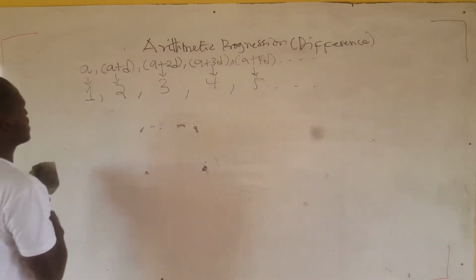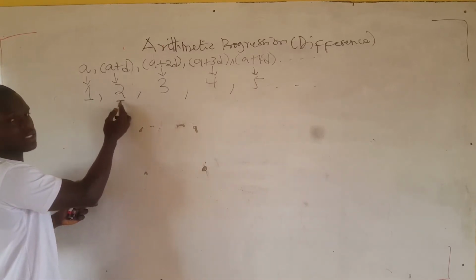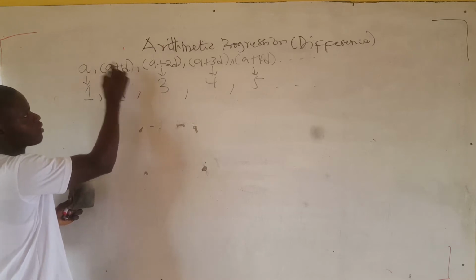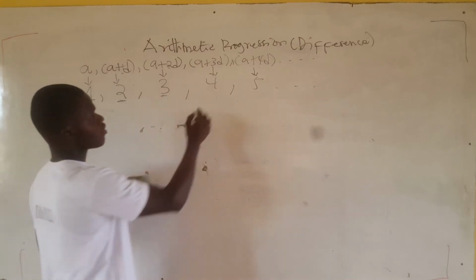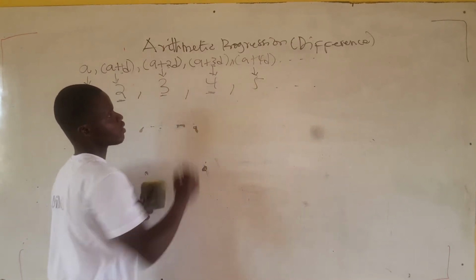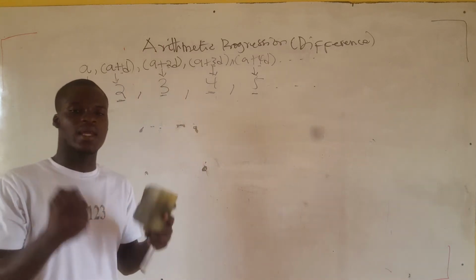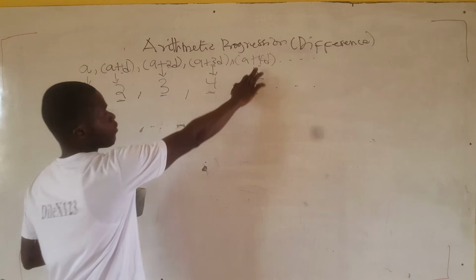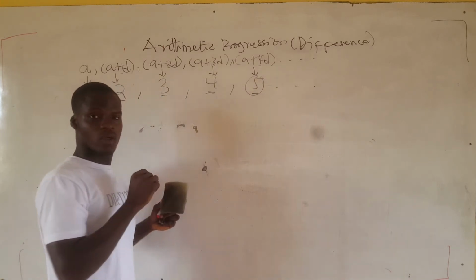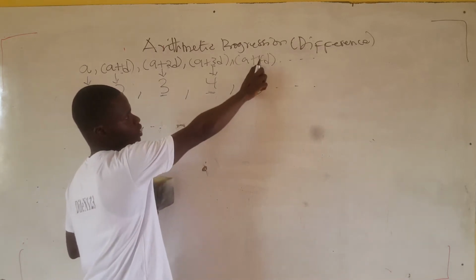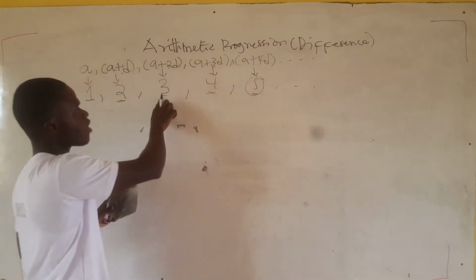Okay. So you realize that for the second term, the coefficient of D is 1. You've seen that. For the third term, the coefficient of D is 2. For the fourth term, the coefficient of D is 3. For the fifth term, the coefficient of D is 4. When we say coefficient, we mean the number that is multiplying D. So we can see that they always subtract 1 from the term number. They subtract 1 from the term number, then you get the coefficient of the D. You subtract 1 from 4, you get 3. You subtract 1 from 3, you get 2.